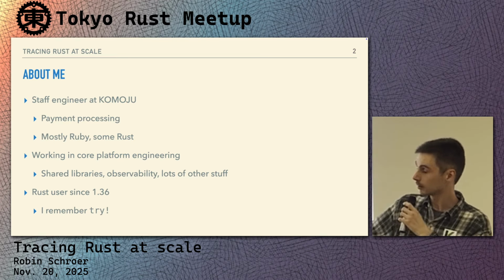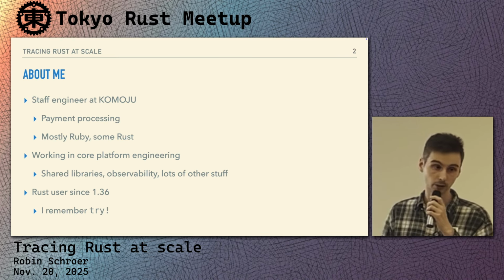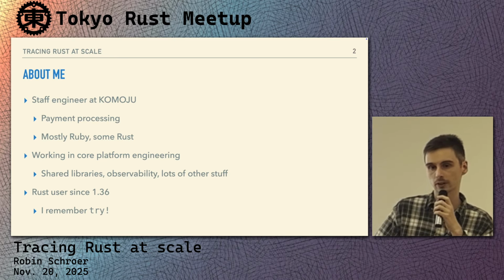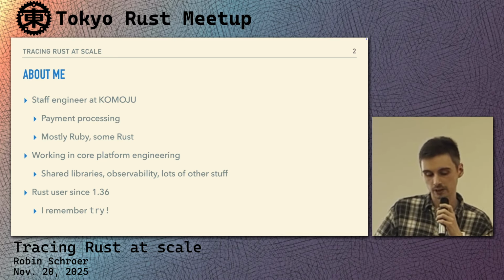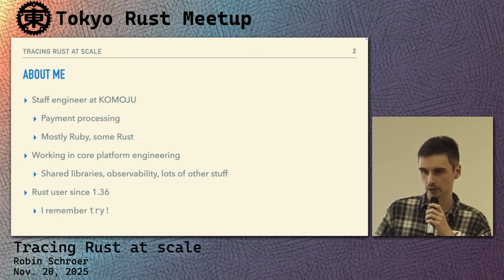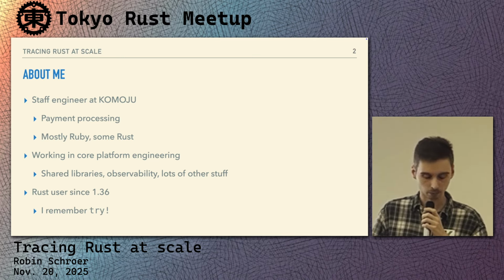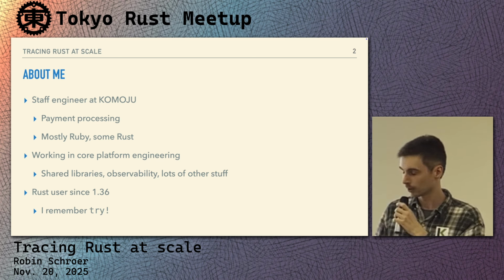Alright, first a bit about myself. I'm a staff engineer here at KOMOJU. As Richard mentioned, we deal in payment processing, which means reliability is very important to us. And we're mostly a Ruby shop, but we also have some Rust. As mentioned, we also have some Python, we have some Kotlin, we have some Swift for iOS.